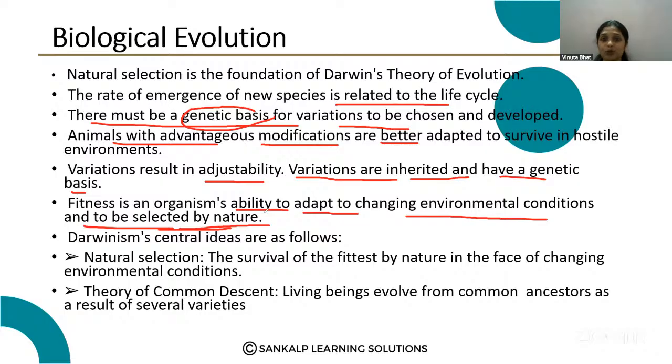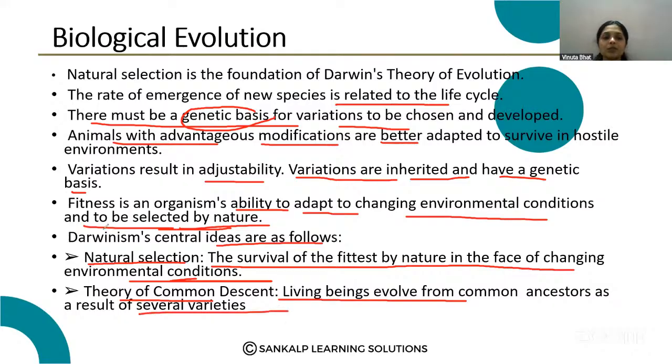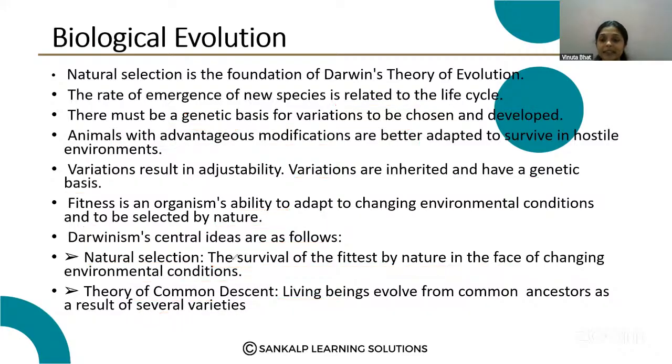So this is the concept that is mainly proposed by Charles Darwin. Darwinism's central ideas are as follows. The first one is natural selection, the survival of the fittest by nature in the face of changing environmental conditions, and the theory of common descent. So living beings evolve from common ancestors as a result of several varieties. The first thing we know is natural selection. The fittest one is selected, and the unfit is removed from that environment. Then the theory of common descent.